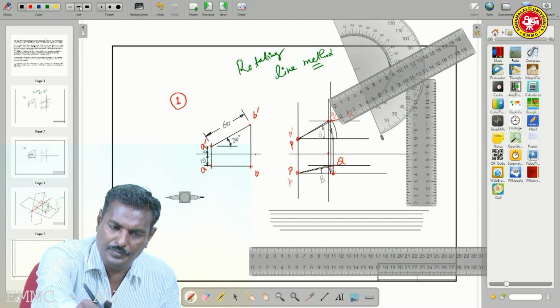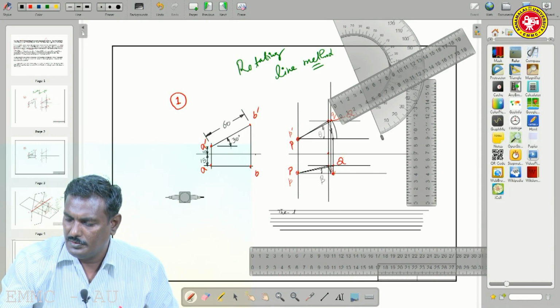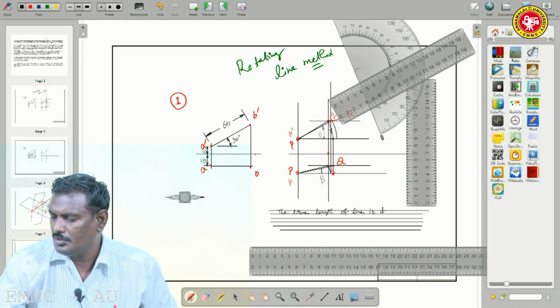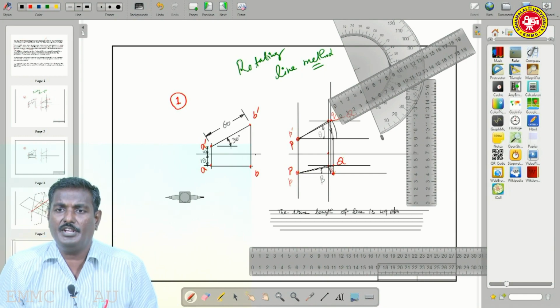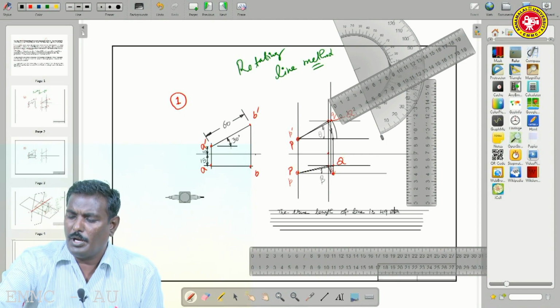Here, so the true length of the line is 49 mm. I already showed 49 mm. You have to print it below the problem.